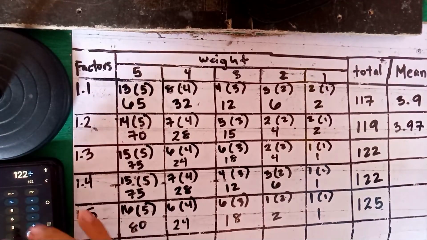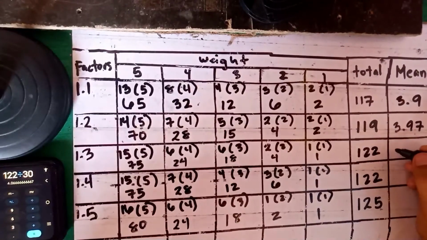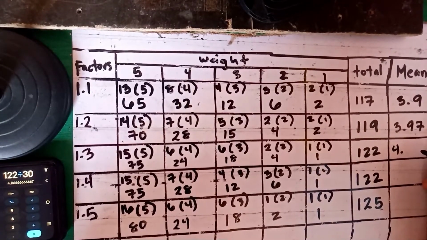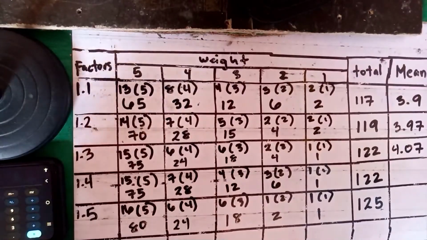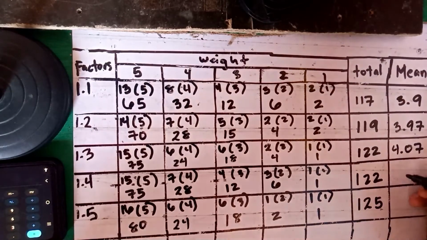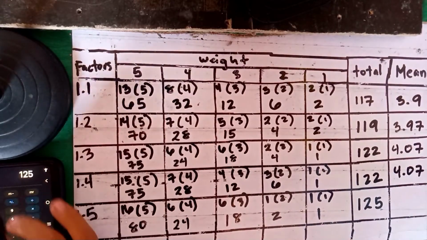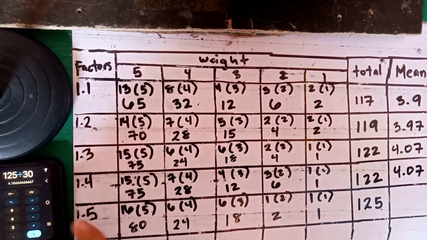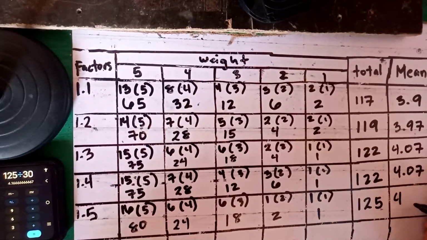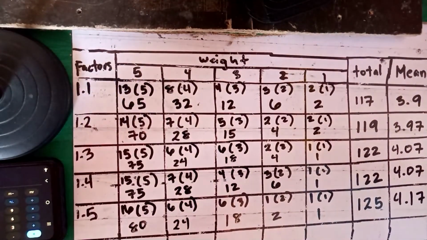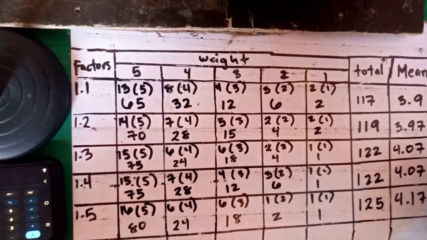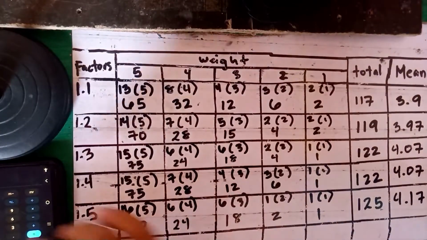122 divided by 30 would be 4.07. 122 divided by 30 would also be 4.07. And 125 divided by 30 would be 4.17. So para makuha ang ating total or yung total ng ating weighted mean, just simply add the 5 means and divide by 5.